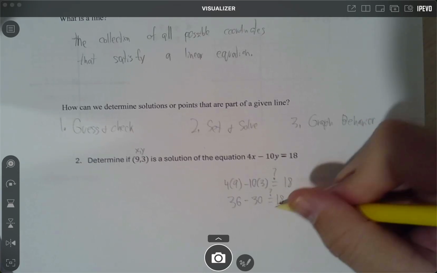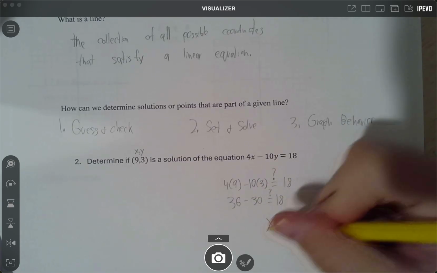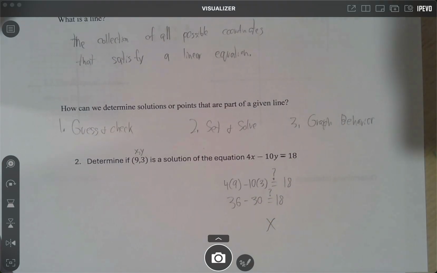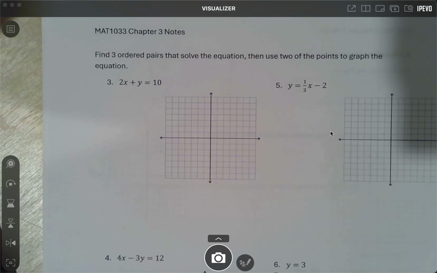And we can go ahead and stop right there, because 36 minus 30 is 6, and is 6 equal to 18? The answer is no. So is (9,3) a solution to that line? No, it's not. And the reason this is called guess and check is because then you'd probably go, well then, what is a solution of this line? And you would just try another pair. And honestly, that's going to be time-consuming and not really fruitful or easy.